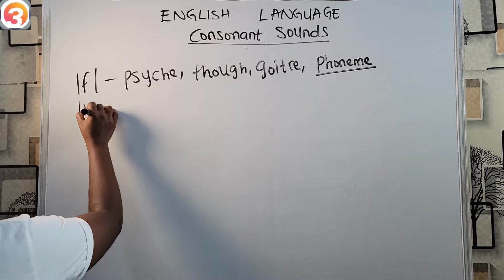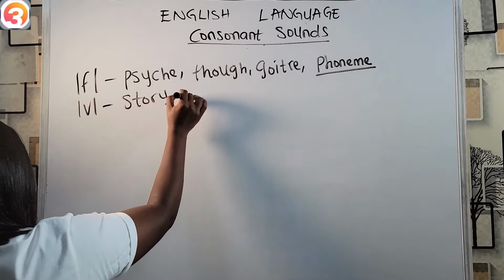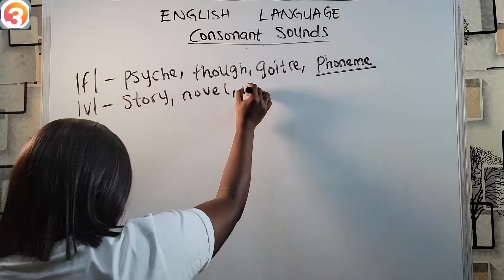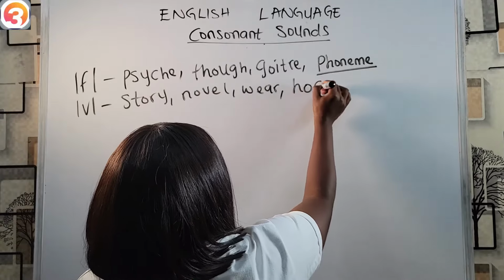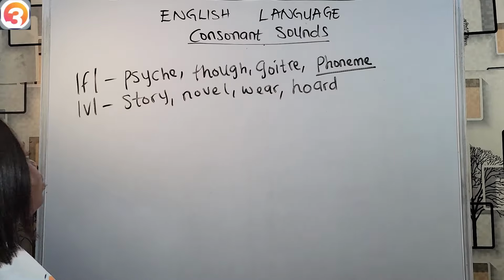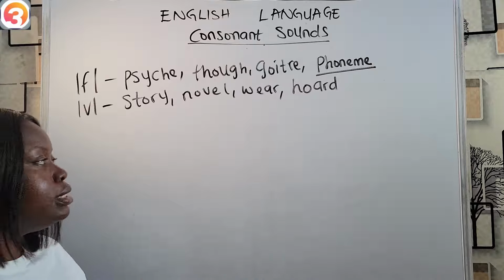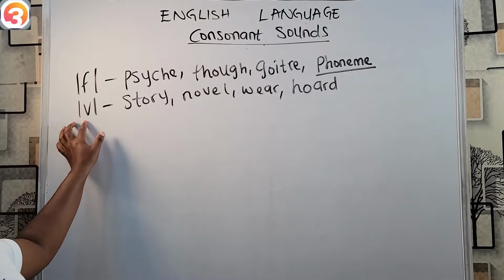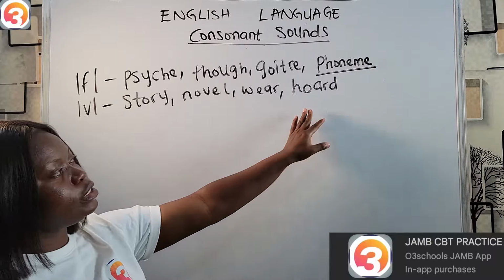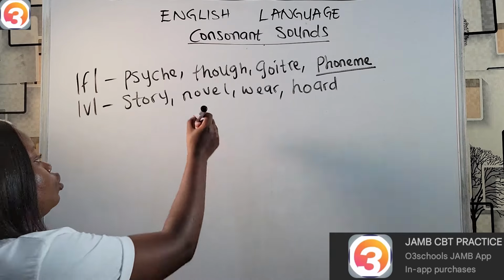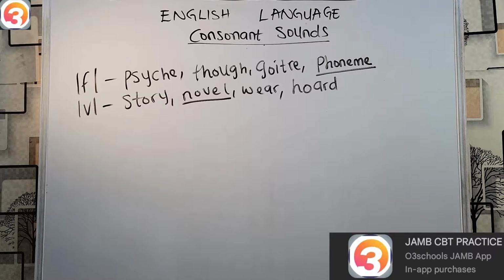If you were to have this and the options given, odd. So we'll be given the consonant sound. From the options, we now look for the word containing this consonant sound given, which is the v. So this is story, this is novel, this is weird, this is hard. Our answer becomes novel, the V there, containing the V sound.